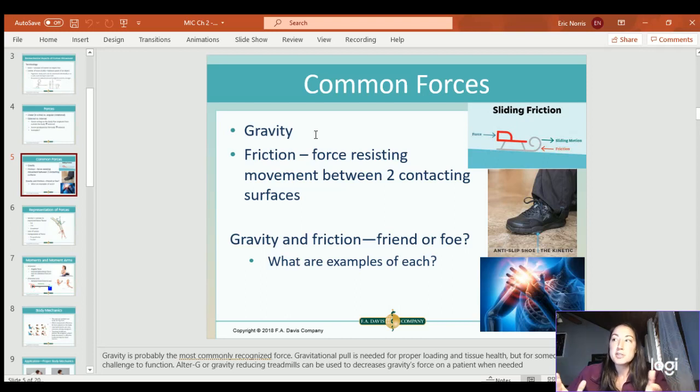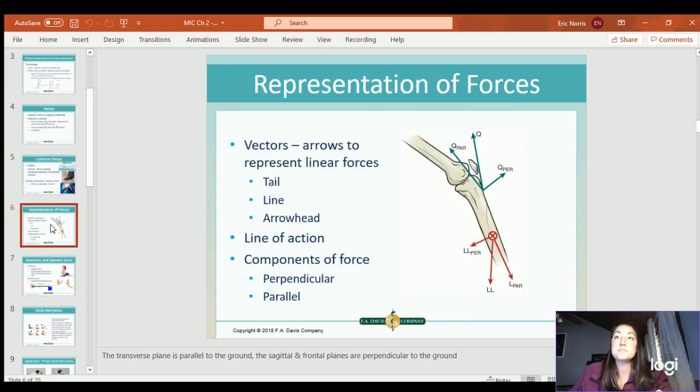And then friction. If there's no friction and we're walking somewhere, or your shoes are really slick, you're probably going to slip and fall. But if there's too much friction, you're probably going to trip. So you have to really find that happy balance of both of those for your patient, depending on their needs.